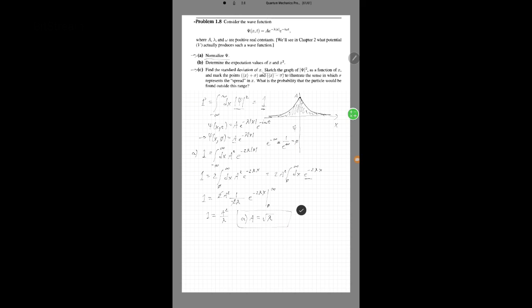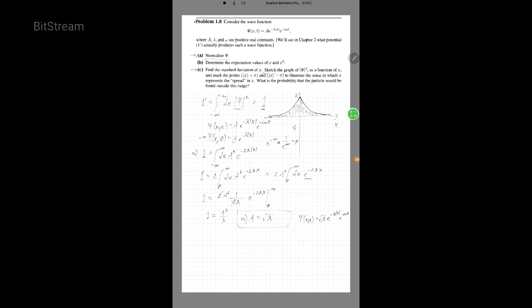So now my normalized wave function is going to be psi. I can even be fancy, put in my t back. So my normalized wave function is square root of lambda, e to the negative lambda x, and then e to the negative i omega t.